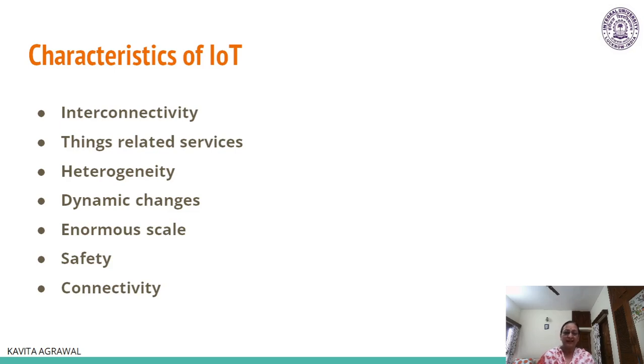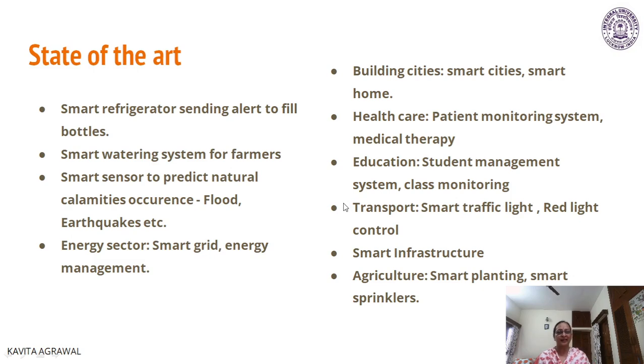And then connectivity, and again it is related to interconnectivity. If the device we want should be on Internet of Things, it has to have connectivity so that it can sense the data, maybe send it for processing, and then receive instructions on what is to be done further. So connectivity is a very important characteristic of Internet of Things. So this is just a few examples.